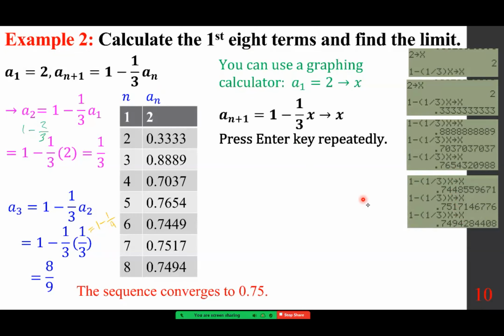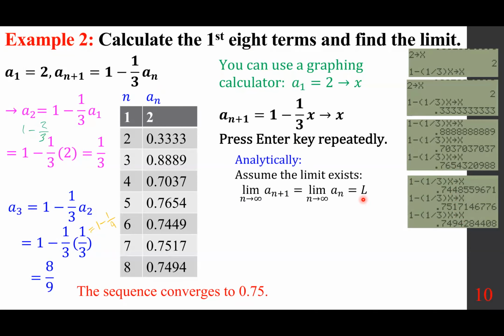However, we may be interested in proving this beyond a shadow of a doubt using analytical method, also known as algebraic method. Well, if the limit exists, then the limit of a sub n plus 1 is the limit of a sub n equals L. Why is that? Because as you continue, and you can try this using a calculator, by the time you get to, I don't know, maybe 15 or 20, then things don't change. So the limit of a sub, let's say 21, is the same as limit of a sub 20. But we are, of course, not going with 20. We're going to go with a huge number, a sub n plus 1 versus a sub n.